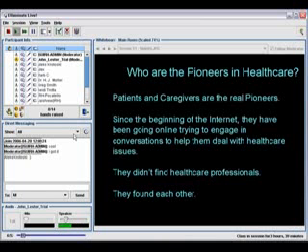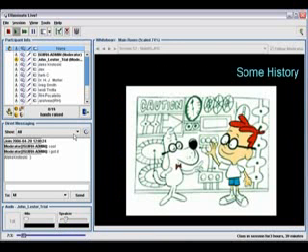Now, when you look at who the pioneers in healthcare are, I really feel that the patients and the caregivers are the true pioneers. They're the most motivated, because they are personally trying to improve their conditions. Since the beginning of the internet, they've been going online trying to engage in conversations that help them with their healthcare issues, ways to improve their quality of life, ways to share information. When they started exploring, they didn't find healthcare professionals. They really found each other, which is a beautiful thing to see happening.